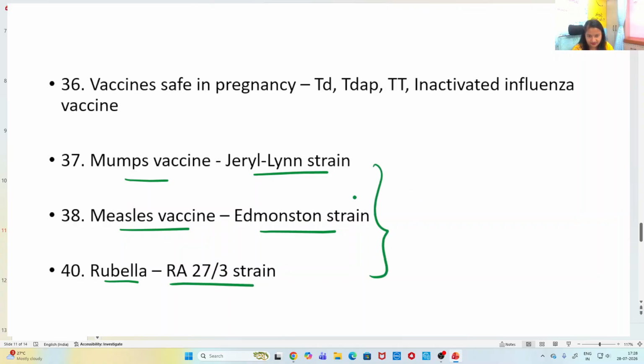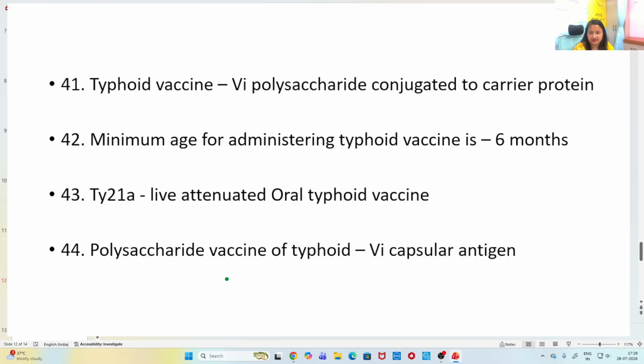The mumps vaccine uses the Jeryl Lynn strain, measles vaccine uses the Edmonston strain, and rubella vaccine uses the RA 27/3 strain. Now this is something you have to mug up. Mumps is Jeryl Lynn, measles is Edmonston, and rubella is RA 27/3. Typhoid vaccine utilizes the Vi polysaccharide conjugated to a carrier protein. This is the typhoid conjugate vaccine.